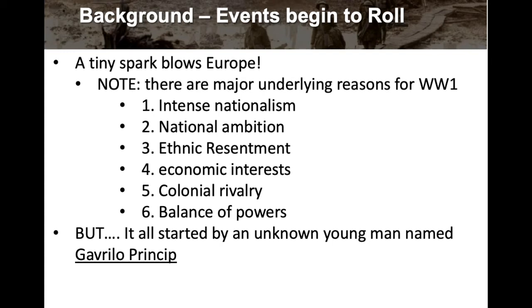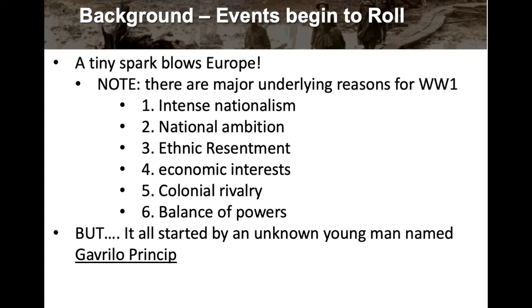There was economic interests, colonial rivalry. Okay, so again, remember Africa, the scramble for Africa in the 1880s, and the different European powers wanted all these colonies, and so there was colonial rivalry going on. And then just the overall balance of powers. It had become such a great imbalance that all of these alliances come together, and basically the dominoes start to fall.